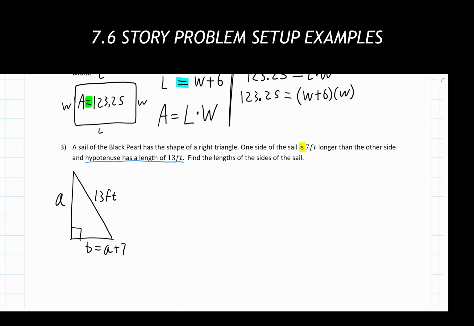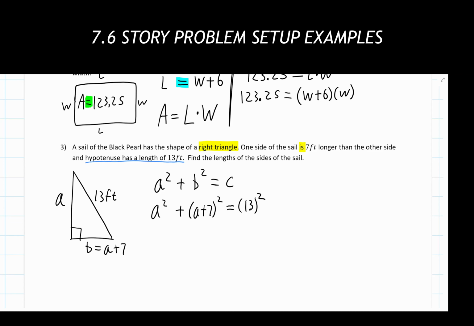We might look at this and say, okay, how can I make an equation out of this? Well, what equation do we have that tells us the side lengths of a right triangle? That's going to be the Pythagorean theorem. Remember, the Pythagorean theorem in its general form is written out as a squared plus b squared is equal to c squared. Now we can fill this in with more specific information. We're going to leave the a squared as it has been. The b is going to be replaced with a plus 7 squared. And c is going to be replaced with 13.